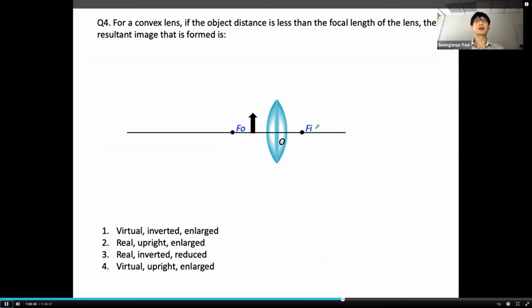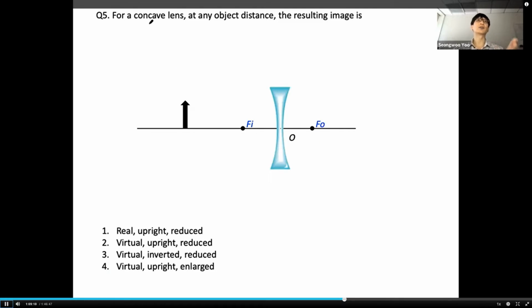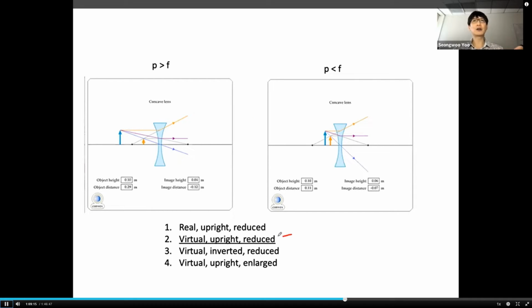So first question: when the object is placed between the focal point and the lens itself, then the resultant image is going to be virtual, upright, and enlarged. Okay, you can confirm this using the image formation equation, plugging in those numbers. And for the concave lens, we always have virtual, upright, and reduced images. So a diverging lens always generates virtual, upright, reduced images, as long as the object is a real object.